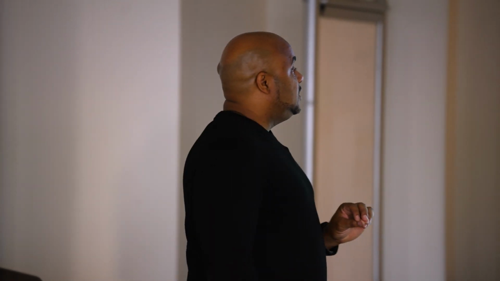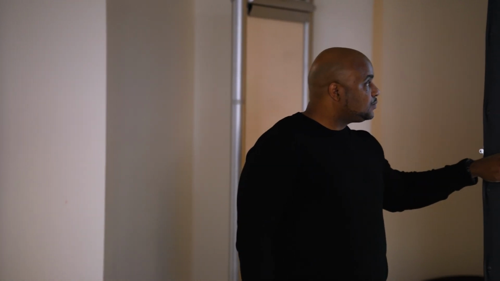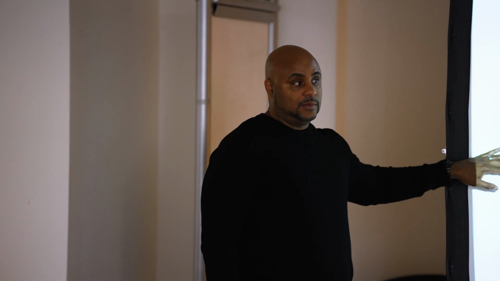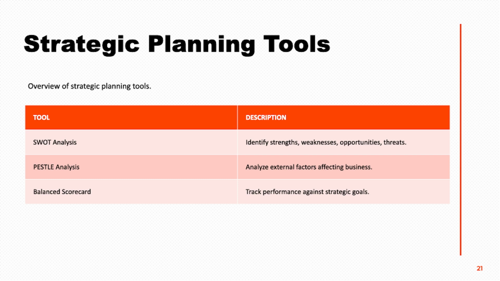So in a detailed strategic planning session, sometimes half a day, sometimes we do this in two days, these are the tools that we utilize to help determine how to strategize for the season that we're in. We use SWOT analysis. I think I talked to you about these before. They're focused on identifying strengths, weaknesses, opportunities and threats. PESTLE analysis, we use that to analyze external factors affecting businesses. And the balanced scorecard, which is tracking performance against strategic goals.